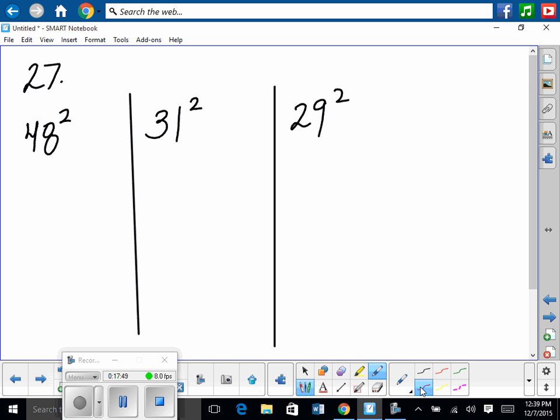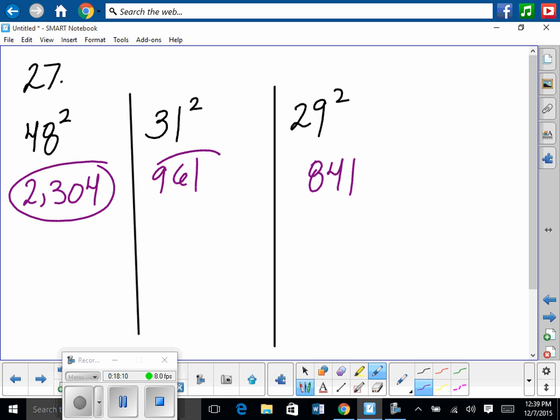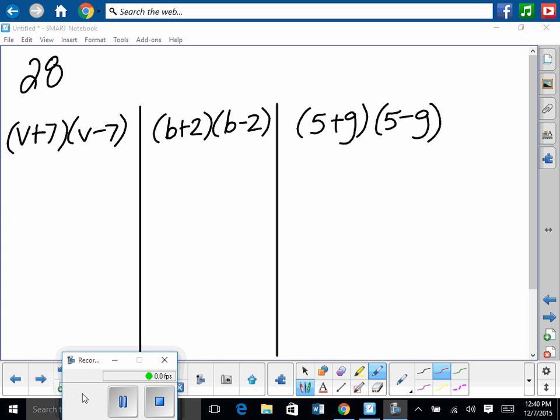For this next part, it's literally as easy as it looks. 48 squared is 48 times 48, which is 2,304. You'll just type it into your calculator. 31 squared is 31 times 31, which is 961. And 29 squared is 29 times 29, which is 841. You'll just use your calculator, type it in. Those are literally as easy as it gets. Like, you really just type it into your calculator.